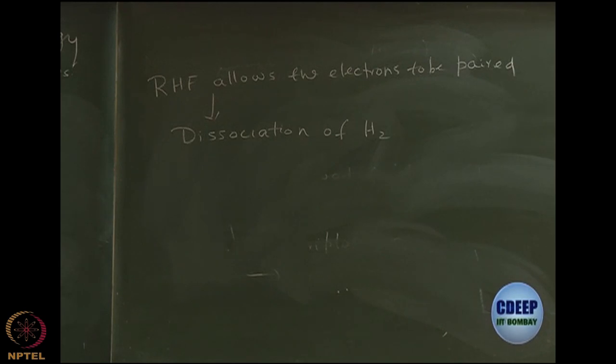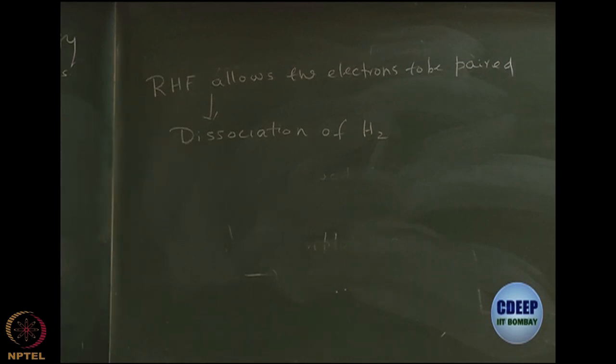The spin pairing of RHF is a problem that we solve in dissociation, but in terms of going beyond, it has much more serious issues. So, we will come back to this problem, but since RHF particularly forces the electrons to be paired, it is usually not good. Okay? And this is a serious problem in the dissociation of hydrogen.